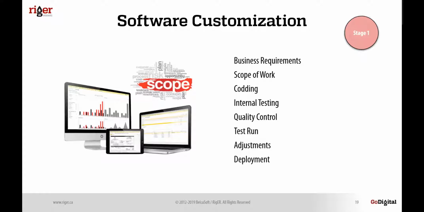Then there will be a few steps on the development side of coding the software, internal testing, and quality control. We will run some tests that will give us an opportunity to see if everything is changed properly. And then together with you, we will sit down and see if everything works the way that you requested. If needed, we'll do some adjustments, and final deployment will be done to your system. So the system will be customized upon your requirements.